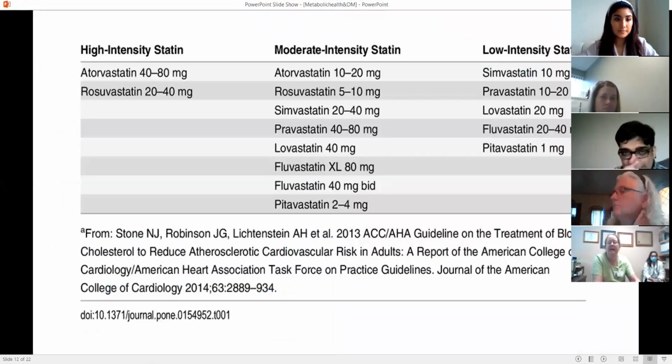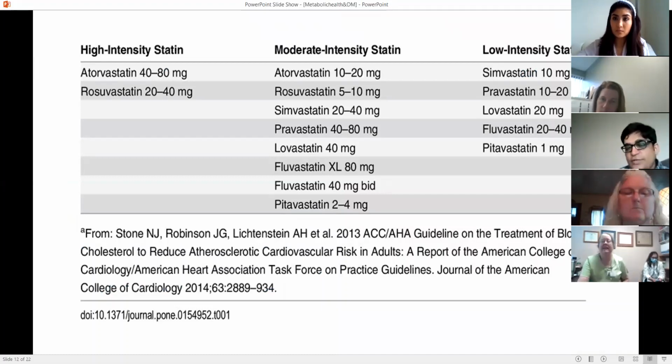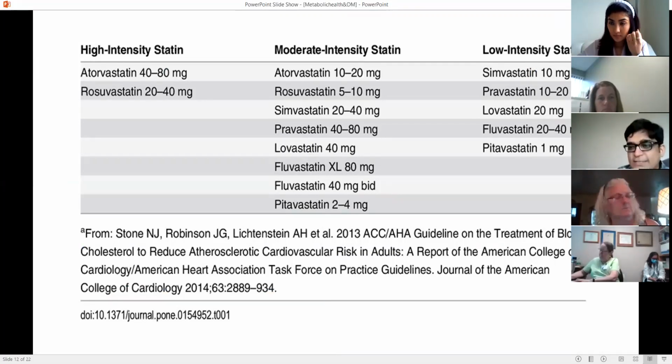So what are the high intensity statins and what are the low intensity statins? These two agents, your Lipitor, which is the atorvastatin, at a dose of 40 or more is a high intensity statin. The Crestor or your rosuvastatin with a dose of 20 and 40 is considered a high intensity statin.